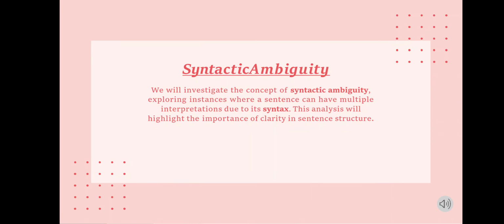Syntactic ambiguity. Syntactic ambiguity is what occurs when a sentence can be interpreted in multiple ways because of its structure or grammar. This ambiguity arises when the arrangement of words or phrases allows for more than one possible interpretation, leading to confusion or misunderstanding. And this is why we study syntax.